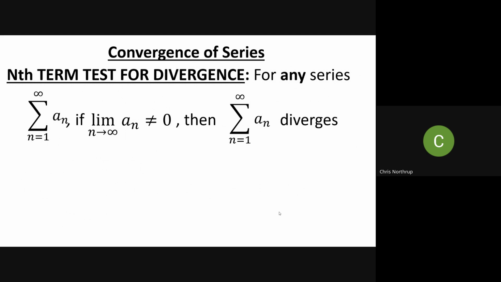So how does this test work? Well, if you take a look at the sequence that you're adding the terms of to generate your series, if the limit as n goes to infinity is not zero, then automatically you can say that the series is going to diverge. If it does equal zero, we would just say that the test is inconclusive and we have to try something else.